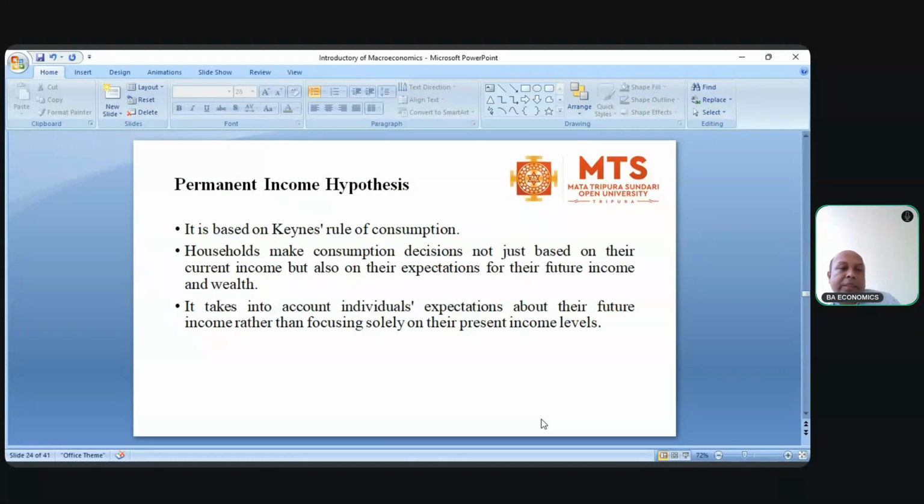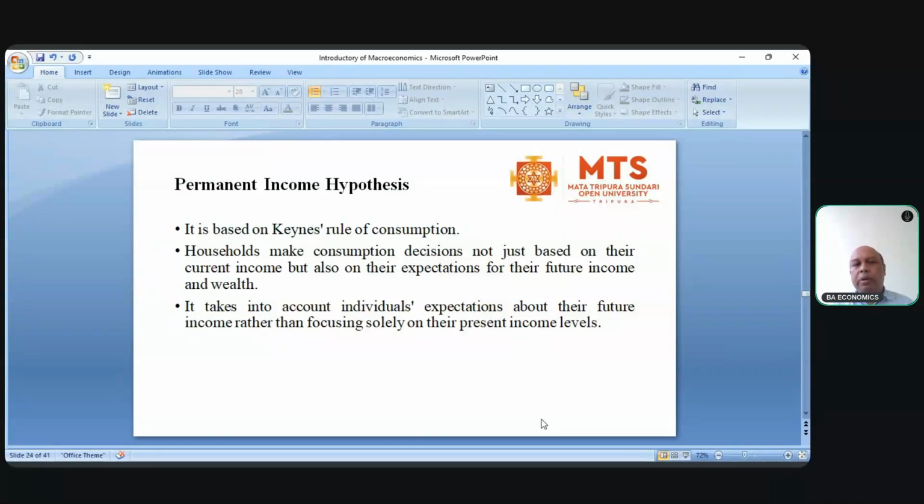Permanent income hypothesis. This is a consumption behavior concept, and the permanent income hypothesis is also based on the Keynesian psychological law. This theory was not totally developed by Keynes, but this concept is based on the Keynesian theory of the psychological law of consumption. The permanent income theory basically discusses the consumption pattern of people. This theory says that the consumption of any person does not depend only on his or her current income, but also depends on future permanent income.